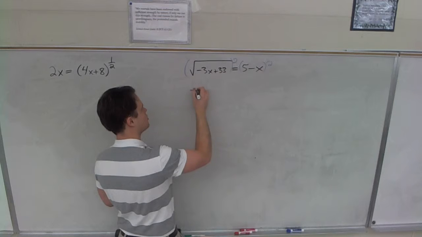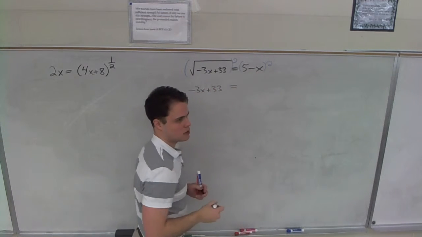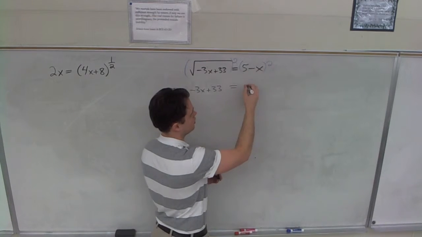Squared cancels square root on this side, and we expand this binomial on this side. That's the way I think about that. If there's a plus or minus, you better be thinking expanded.